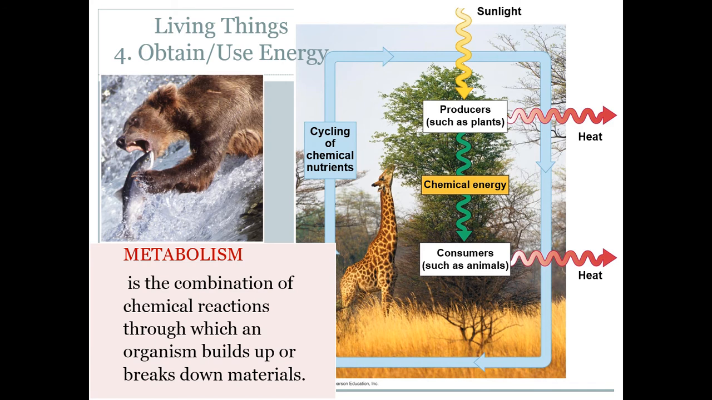The fourth characteristic is living things obtain and use energy. Specifically, we need metabolism to maintain life. Metabolism is the combination of chemical reactions through which an organism builds up and breaks down material. Anything that our body does requires energy, and we need to break down sugar primarily to access the energy molecule called ATP to power our bodies to do every little life function possible. Without obtaining and using energy, we no longer can survive.